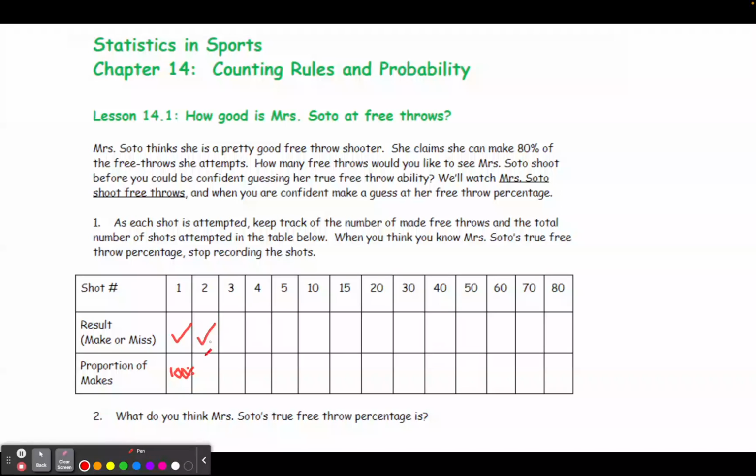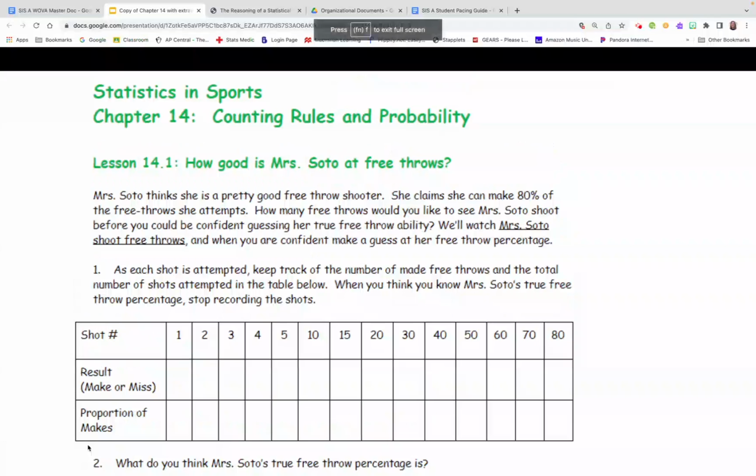Now, the second one, I made that shot as well, so I was still at 100%. 3 for 3, I'm at 100%. Now, if at some point I miss a shot, you could put an X there and then fill in the corresponding percent. So let me clear this off and we'll go back to the applet.